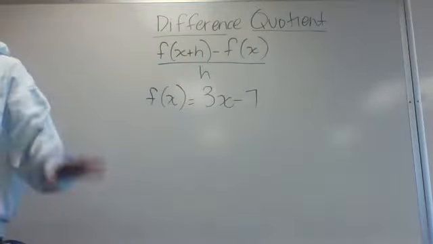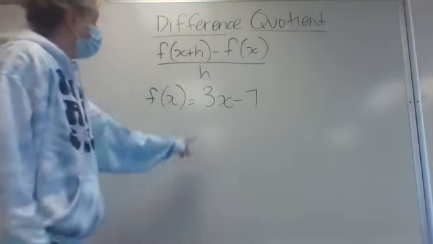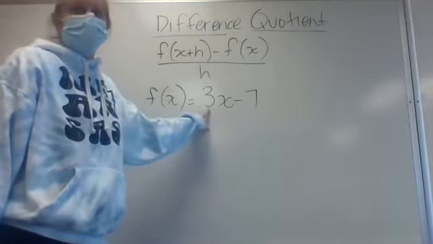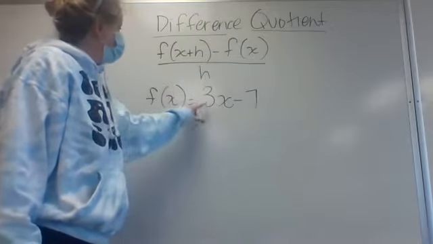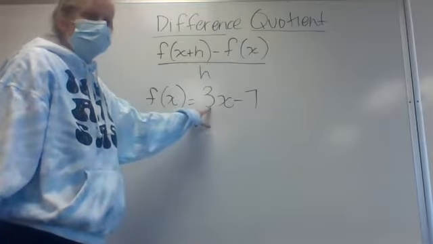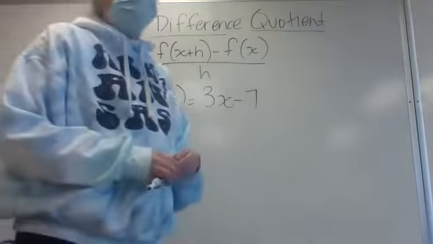So again, the difference quotient is finding the average rate of change or the slope. I can tell what this slope is. It's 3, right? Because this is a line. It can be in the form y equals mx plus b, where m is your slope. So my answer is going to end up being 3.